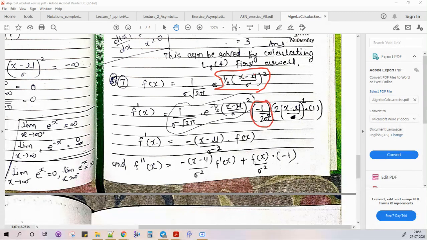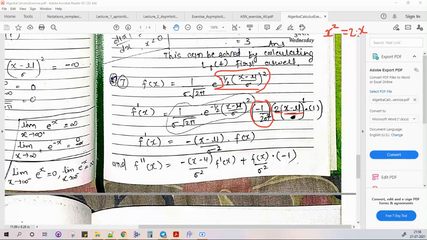Now let's take the differentiation of (x minus mu) square. What is the differentiation of x square? It is nothing but 2x power 1, correct? So the differentiation of (x minus mu) square is 2 (x minus mu) power 1, and I need to again take the differentiation of x minus mu, because it is again not constant, right?